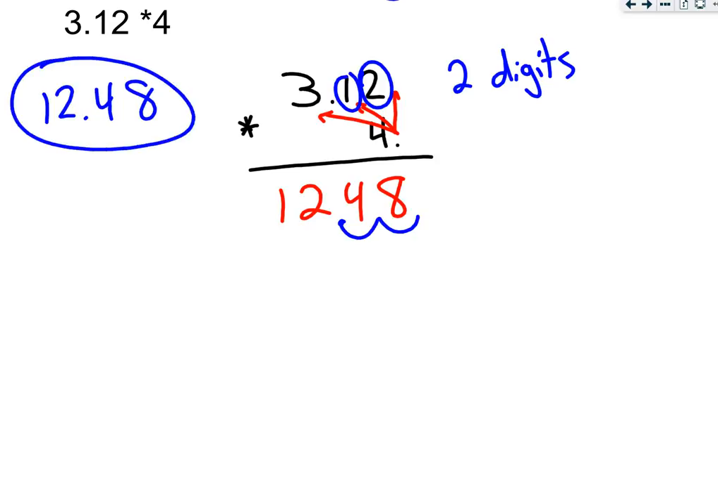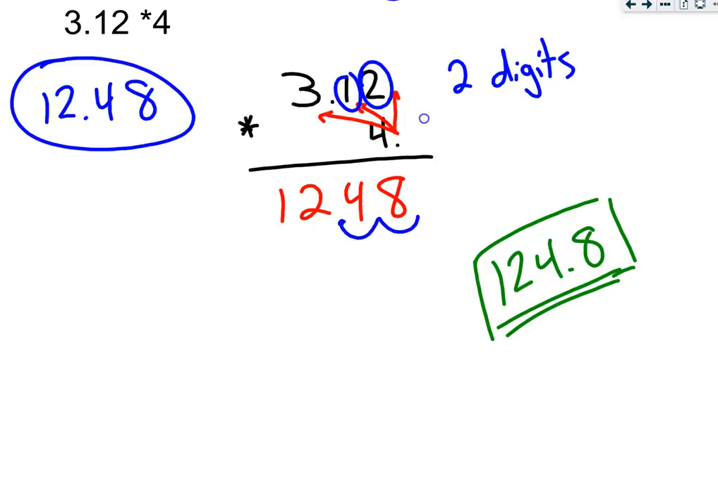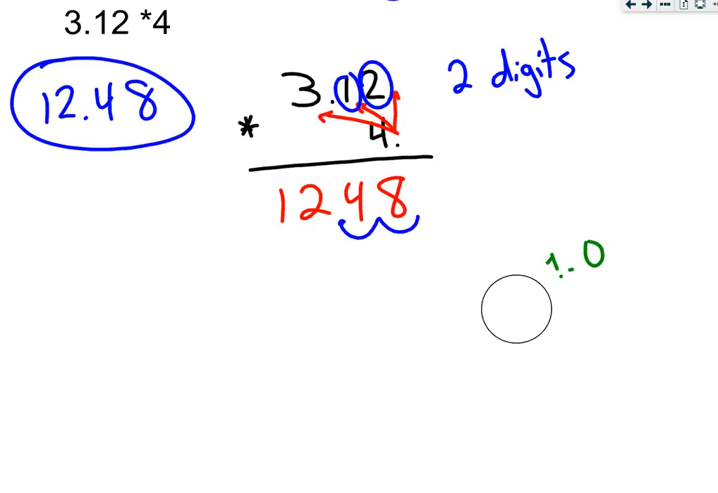Now, a couple things to note. When you're multiplying like this, make sure your answer makes sense. 12 makes sense to me. If I were to accidentally count, say, 1 digit and say my answer is 124.8, you should know that number is way too big. 3 times 4 should not be anywhere near 124. So 12.48 is a logical answer to 3.12 times 4.